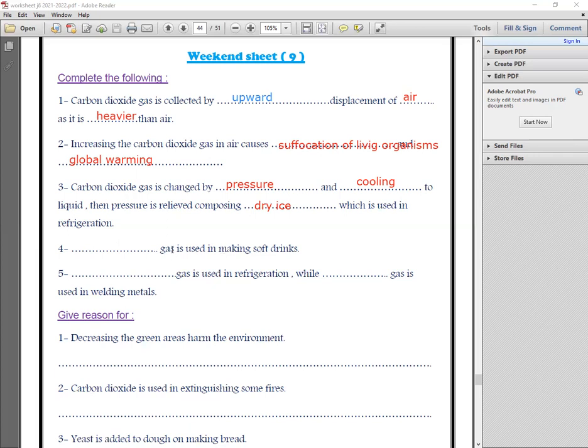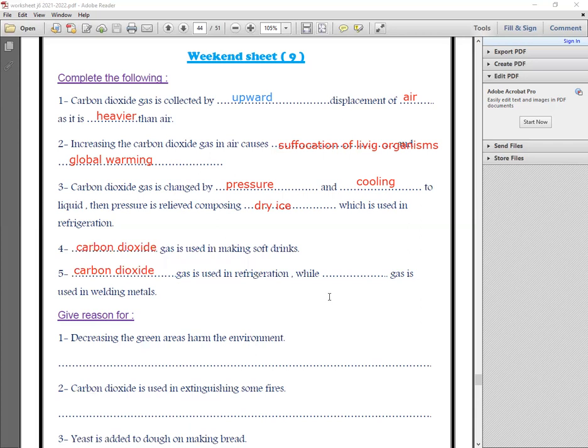Number 4, what gas is used in making soft drinks? The gas that is used to make soft drinks is carbon dioxide. Number 5, what gas is used in refrigeration? The gas that is used to make the dry ice is also carbon dioxide.